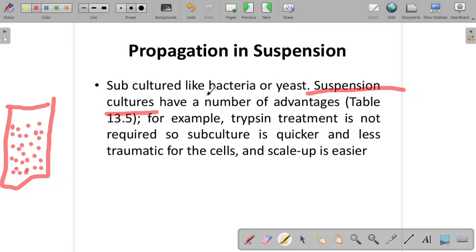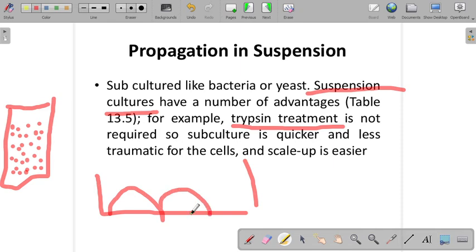So there is no need of trypsin treatment, right? Why do we need trypsin? We need trypsin to detach the cells which are attached to the substrate, to the bottom. So we need to break these contacts, and for that purpose we need a protease enzyme, and that is our trypsin. But it is not required over here, so subculturing is quicker in the suspension culture.